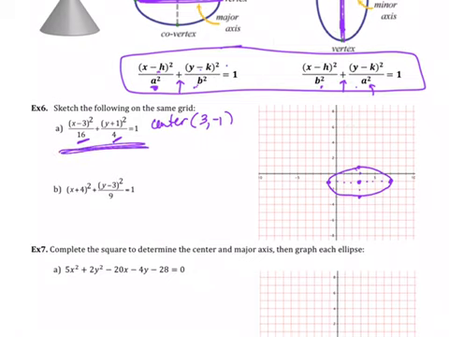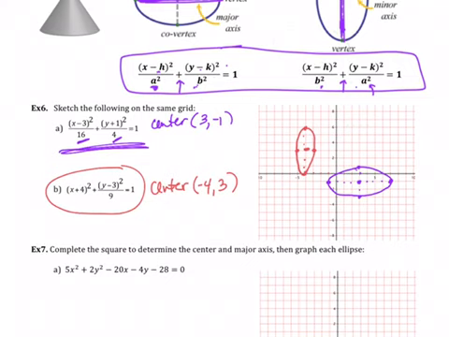So that's letter A. Why don't you pause now and try letter B on your own? Okay, so did you get your second one where you have a center of -4, 3? If there is no denominator, then what is your denominator? It's 1, right? So we're going to move right and left 1. We're going to move up and down 3. And so your ellipse should have looked like this in the second quadrant.